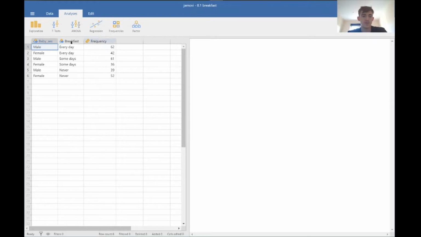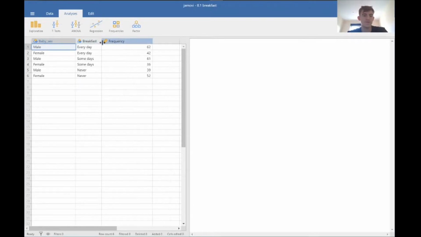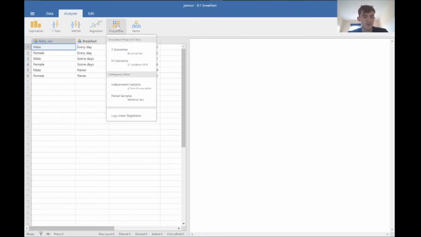Another way to think about it, if you're struggling to find out what test you're doing: if you've got something like this in Jamovi where you're told frequency, you can basically assume it's going to be a chi-squared, and you can get straight on with it. So we've got male for every day, female, and so on. We've got these frequencies here. You don't need to do any tests of assumptions here. We can literally jump straight into it. Because we're dealing with frequency, we'll go into frequencies, and for this one we're doing independent samples, the x-squared test of association.